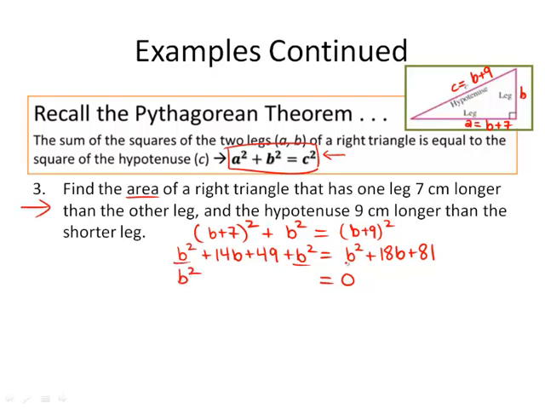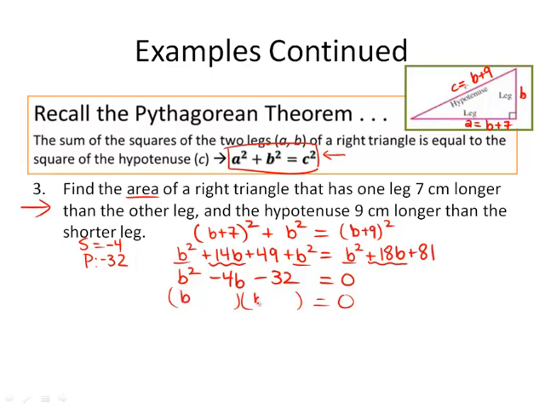So that just leaves us with a b squared. So I've dealt with the b squareds. Then we have 14b, and then minus 18b gives us negative 4b. And we have 49 minus 81, giving us negative 32. We can now factor this. Notice that there is no leading coefficient. This is not a perfect square, so we can use the direct trinomial factorization method. Our product is negative 32 and our sum is negative 4.